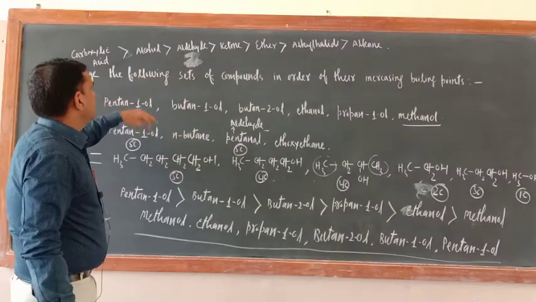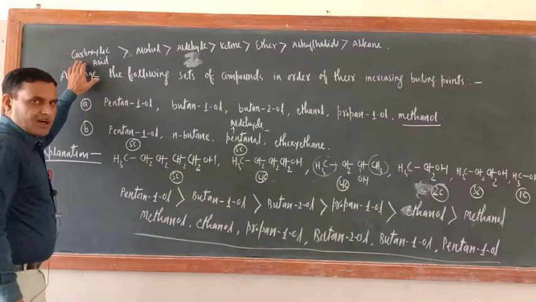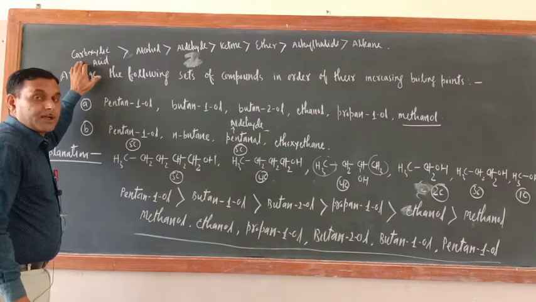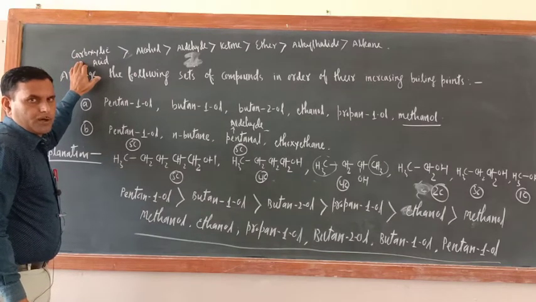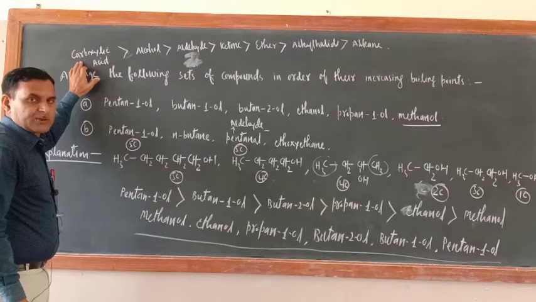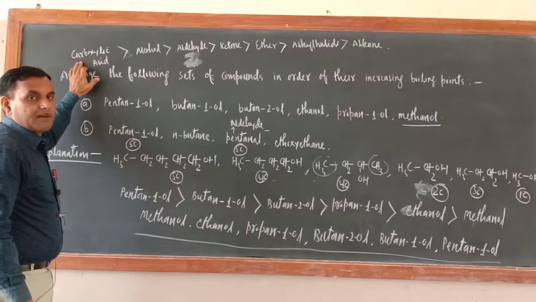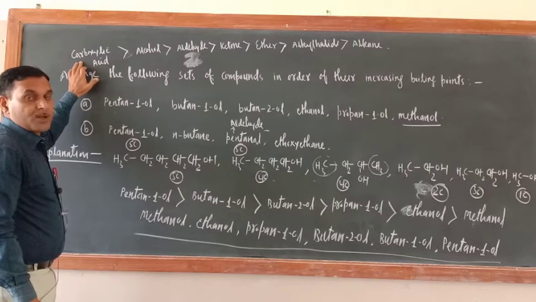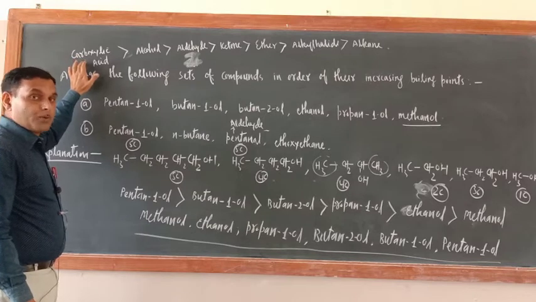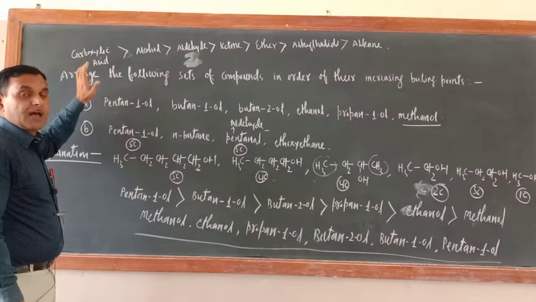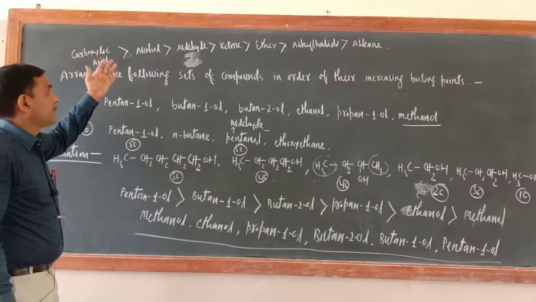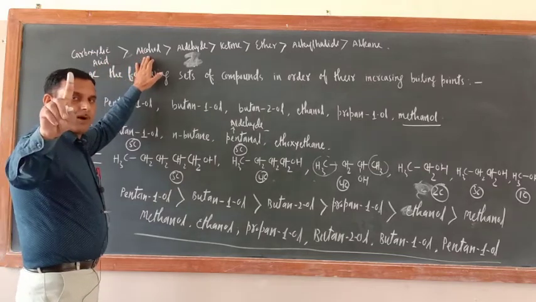Now see, carboxylic acid has the highest boiling point because it can form 2 hydrogen bonds. CH3C double bond OH. With the help of OH it forms a hydrogen bond, and with the help of the C double bond O group also. So due to the formation of 2 hydrogen bonds, carboxylic acid will have the highest boiling point. Then alcohol can form 1 hydrogen bond.